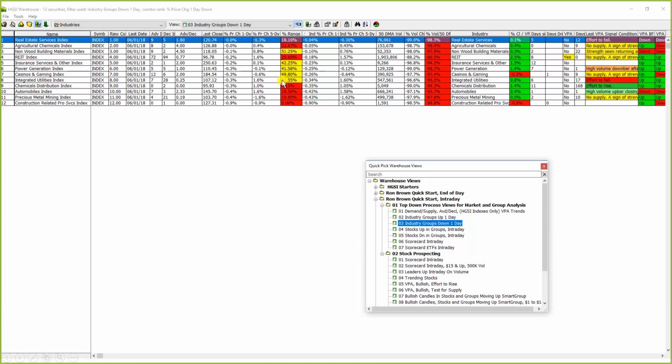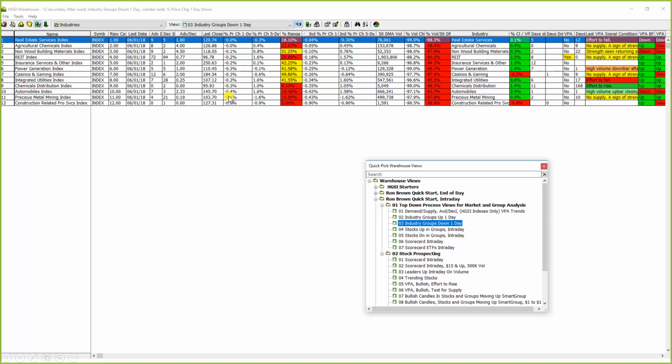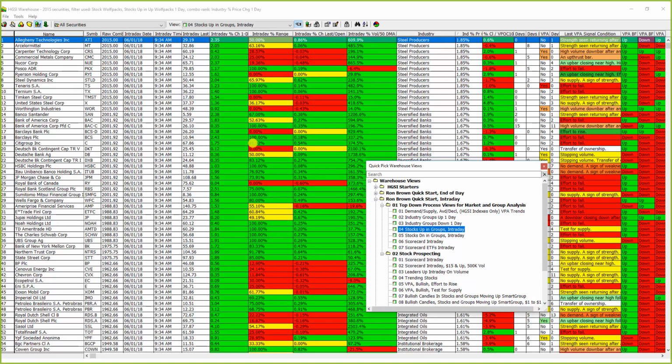These are the industry groups that were down. These are the industry groups that were up. 161 up, 12 down. So you can see it was a very strong open. I'm getting all this out of HGSI running Thinkorswim. I don't need other programs.